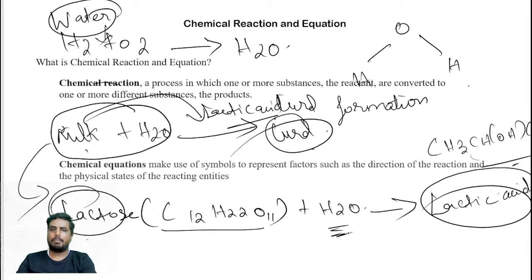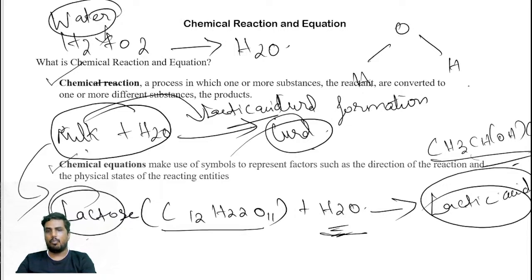But the molecular representation is very important. That is called a chemical equation. The chemical equation is a simple symbolic representation of chemical formulas. I hope you understood what is meant by chemical reaction and what is meant by chemical equation. So just understand: a chemical reaction is the reaction between two or more components which will form the product. The reactant will convert into product. And equations are the symbolic representation.